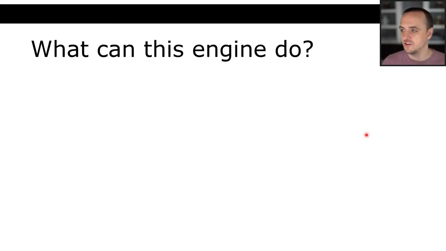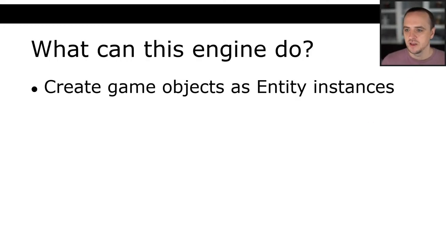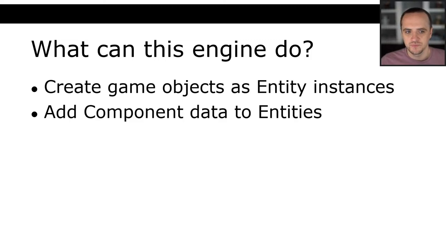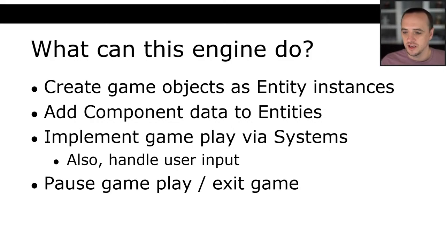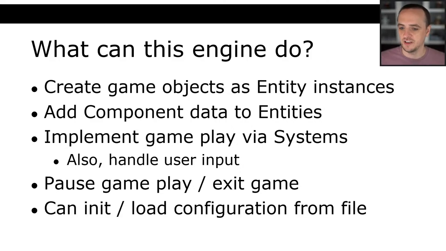So what can this engine do? Well, the game engine can create objects as entity instances, and those come from the entity manager factory. It can add component data to entities. It can implement gameplay via systems on the game class. It can pause the game and exit the game. It can initialize the game and load it from a configuration file. So these are the things that it can do.